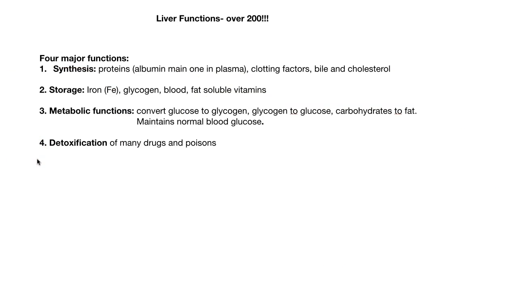Now, there are hundreds of functions of the liver. The main ones that you need to know are that it is synthesizing a bunch of stuff. It's synthesizing proteins, and the main protein in plasma is albumin. That is all coming from the liver. It's synthesizing clotting factors, bile that we're going to be talking about today, and cholesterol.